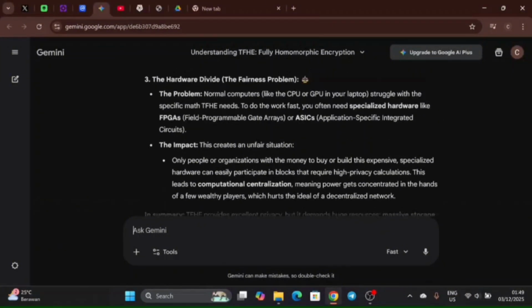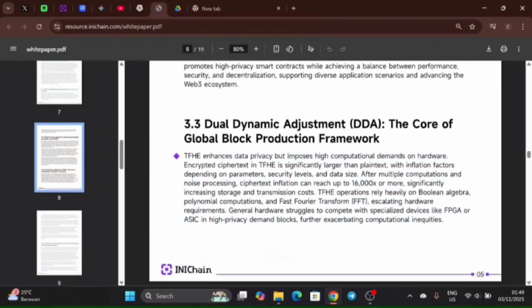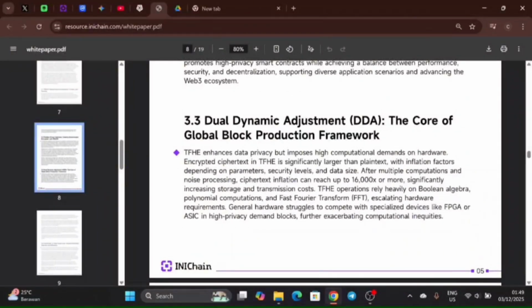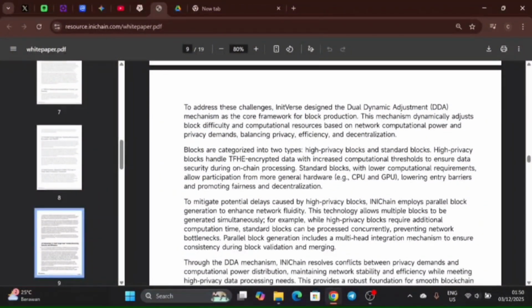This is the problem that any chain faces as a challenge. But of course, I do believe they have the solution. So this is to address this challenge. To address all of these challenges, you first need to design a dual dynamic adjustment, the DDA mechanism, as the core framework for block production.